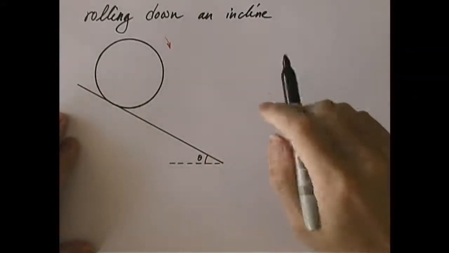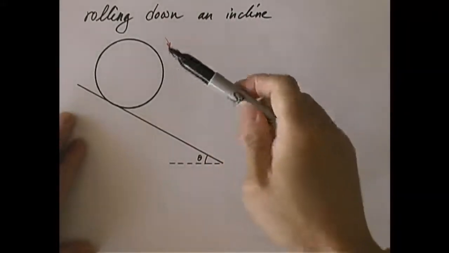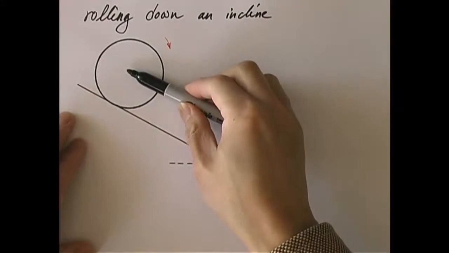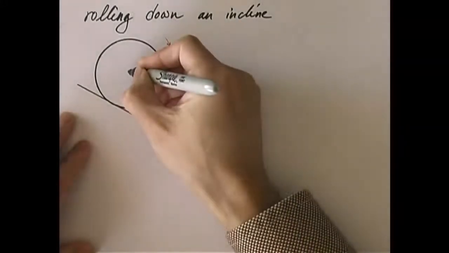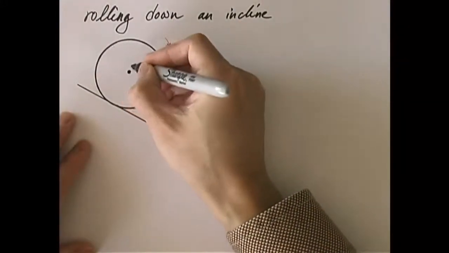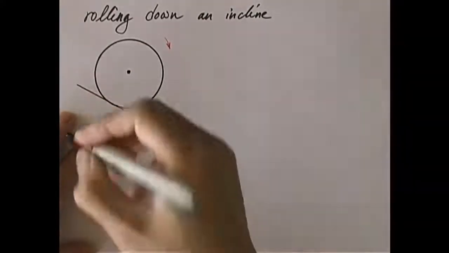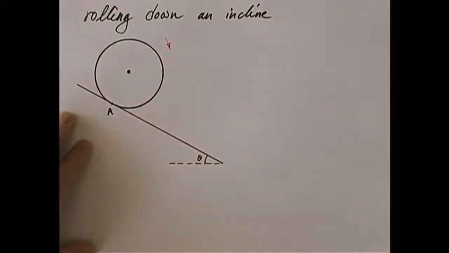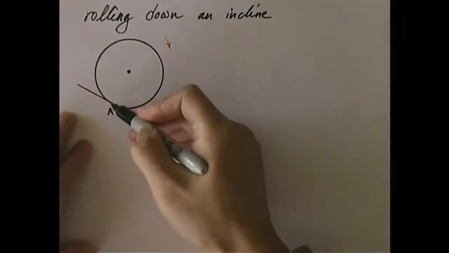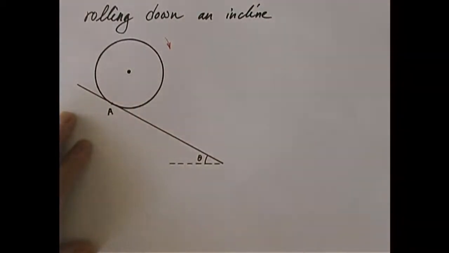Let's see what happens. I want to figure out, for example, as the thing goes from the top of an incline to the bottom, by the time it reaches the bottom, how fast is it rolling? Or how fast is the center of mass moving? For simplicity, let's say it's a uniform object so that the center of mass is also the geometrical center, right here at the center of the circle. And the point A, the contact point between the incline and the object, is the location of the axis of rotation. The whole thing is rotating about an axis passing through point A.